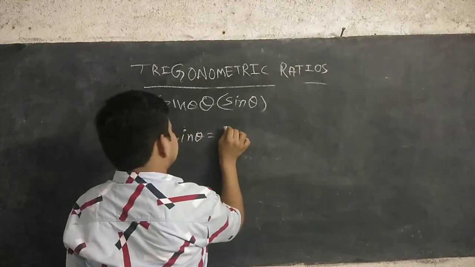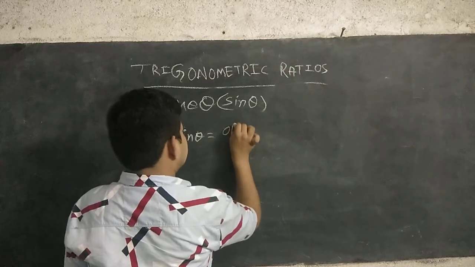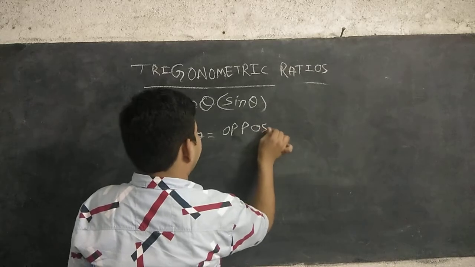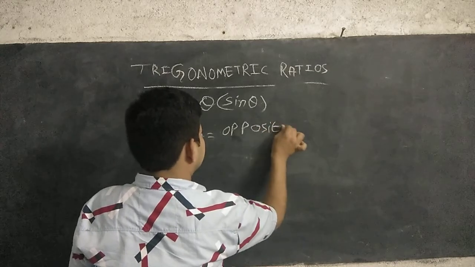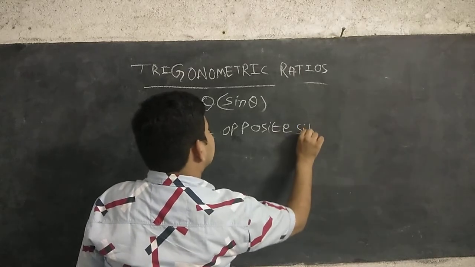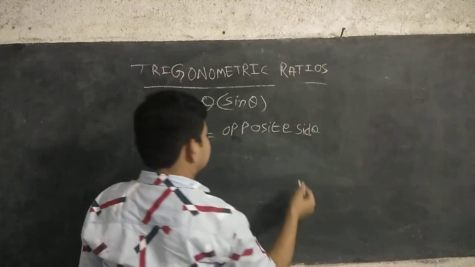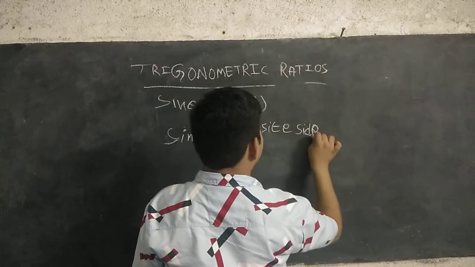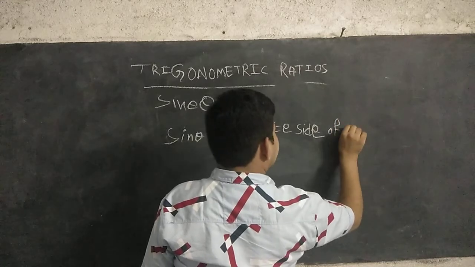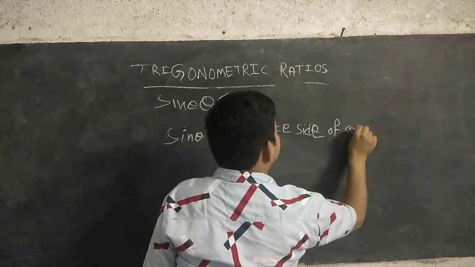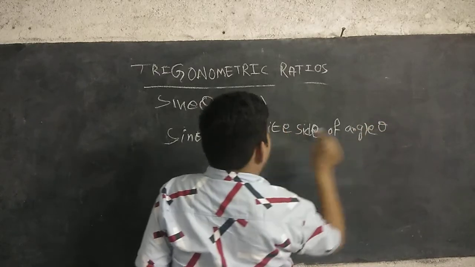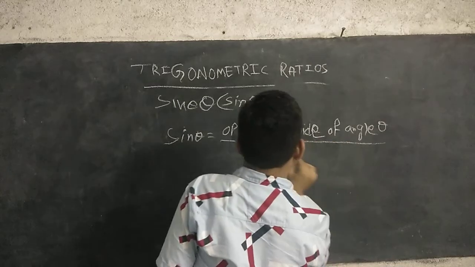Sin theta equal to the opposite side of angle theta by hypotenuse.